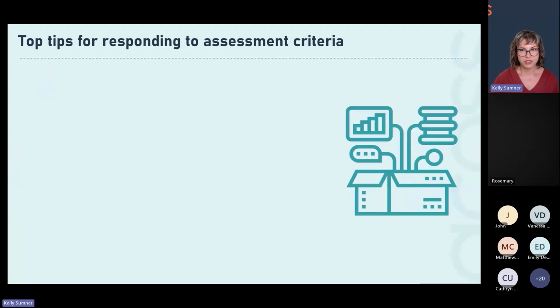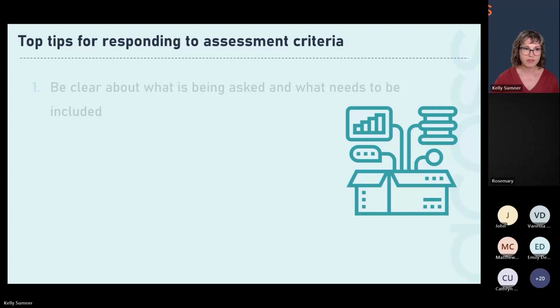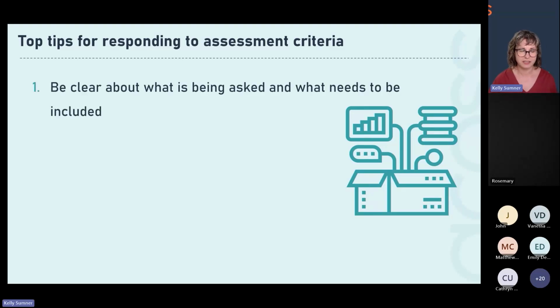Now, in responding to these assessment criteria, there are some basic tips to come back to over and over again. I would suggest once you have drafted your first draft of a response to a particular question, come back to this list and ask yourself whether you've met each of these. The first is to be clear about what's being asked and what you need to include in your response. That's what we did before, pulling apart all the different aspects of an assessment question and ticking off that, yes, I responded to every single one of those.